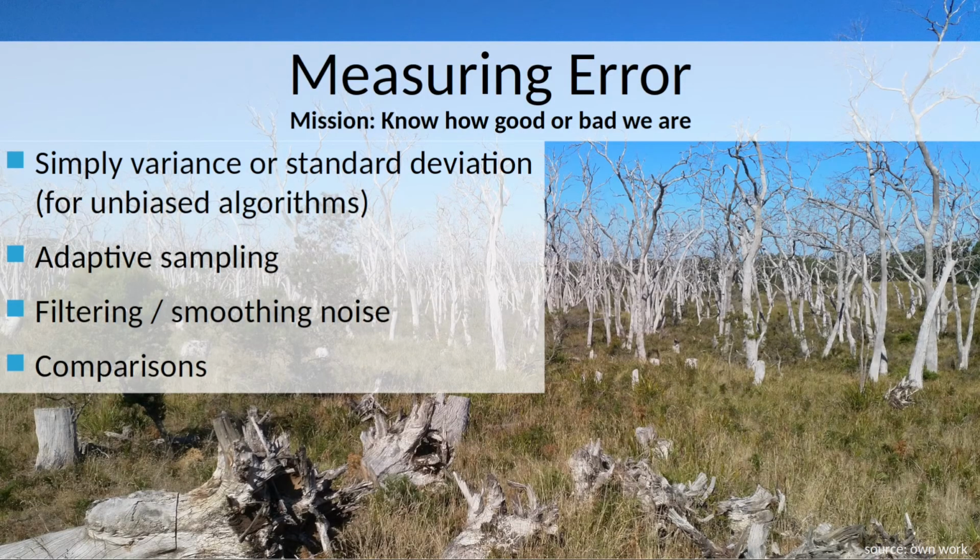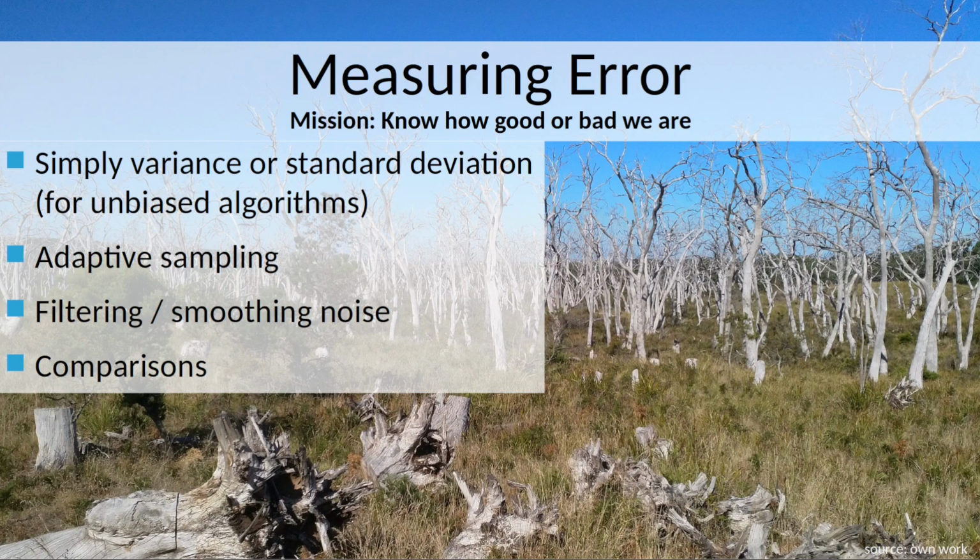And here comes the summary slide. We have our mission accomplished. We know how to judge the quality of our rendering work. For unbiased algorithms like path tracing, that is simply measuring the variance or standard deviation. We can use that knowledge to throw more samples at problematic areas, smooth out noise in those areas, and for comparisons between algorithms and sampling strategies.